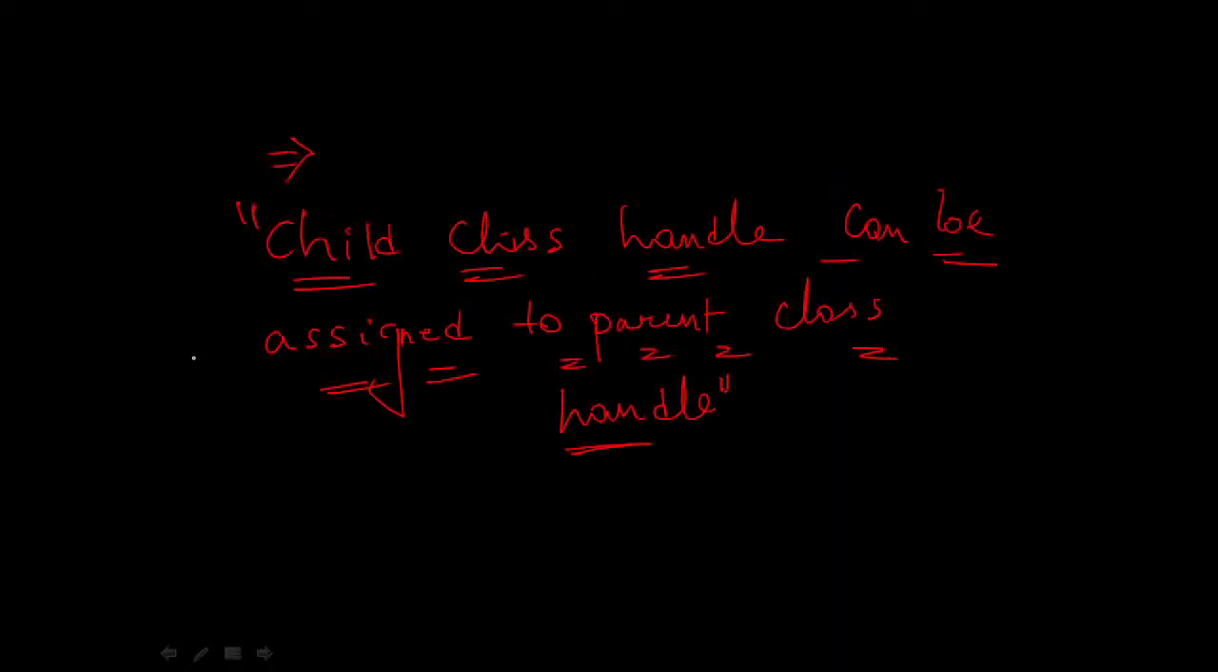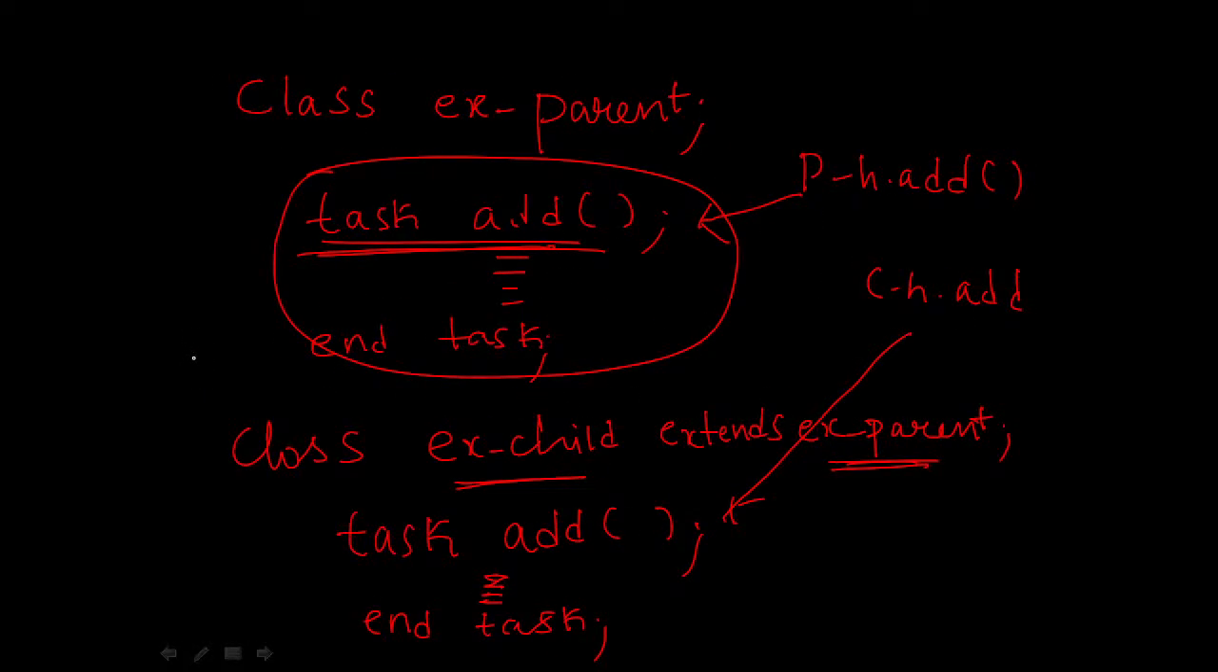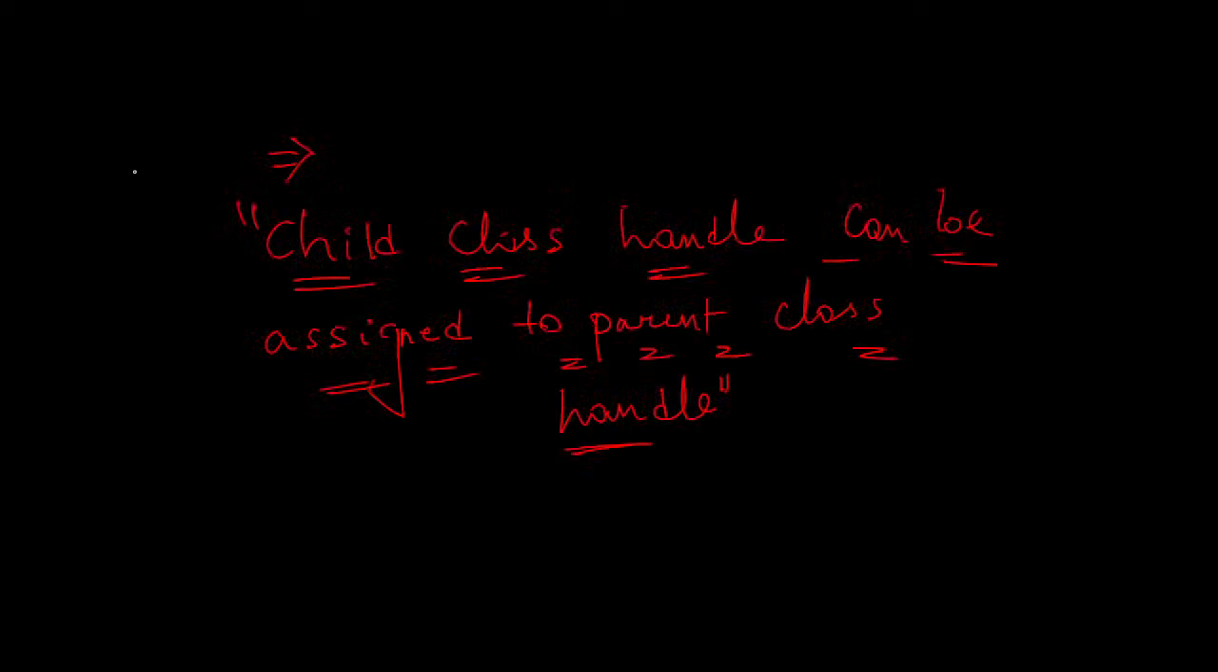Now, for this particular example, we have started discussing where we have a parent class ex_parent and a child class ex_child, which has been derived from ex_parent. Now let us try to assign child class to parent class. How to assign child class to parent class? First I should create the objects: p_h is equal to new and c_h is equal to new.